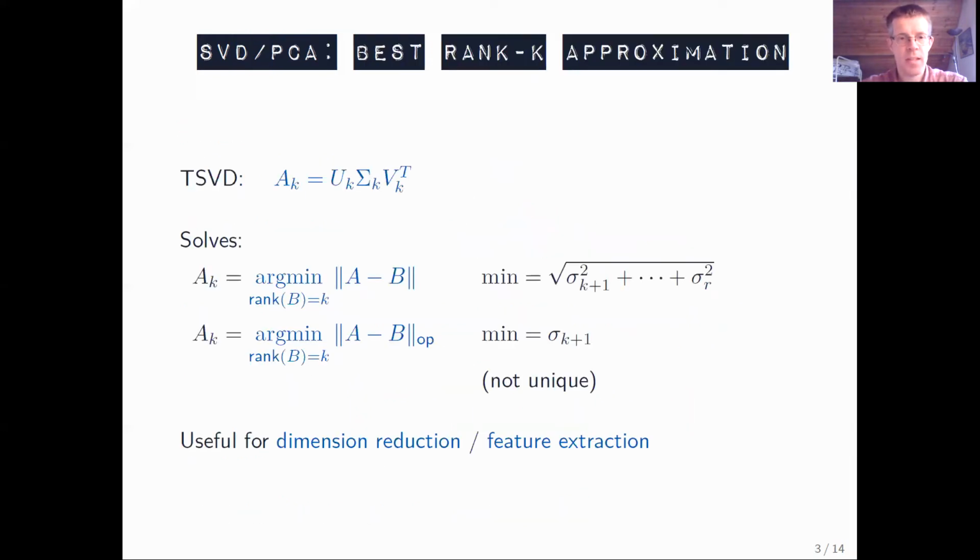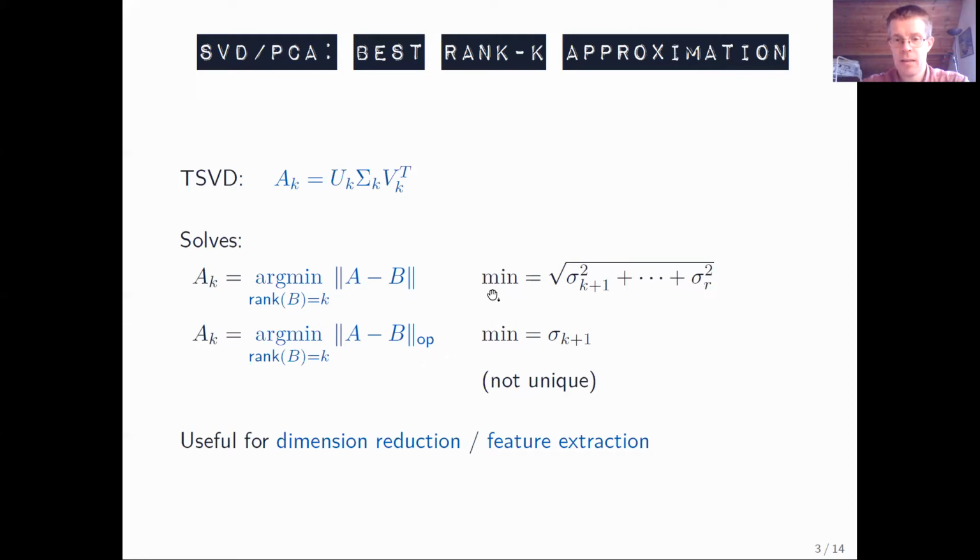So this TSVD is the best rank K matrix approximation. And what do we mean by that? If we look for the best approximation to a data matrix A, given that the rank of B should be exactly K, then it turns out that the TSVD, the truncated SVD, the partial SVD, gives this best rank K approximation. Not only in the Frobenius norm, but also in the 2 norm, the operator norm.